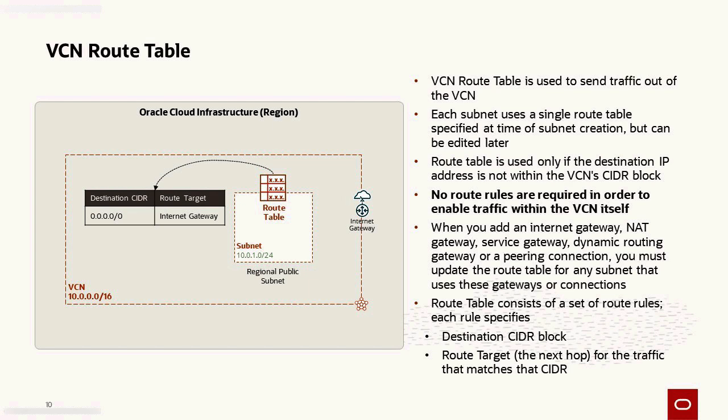A route table consists of a set of route rules. These rules specify the destination followed by the next hop route target, such as a network gateway or private IP address. Note that routing rules are not needed to allow network traffic for resources within the VCN to communicate with each other. But if you have scenarios where you need to send the intra-VCN traffic to a virtual network appliance, you can route to a private IP within the VCN.